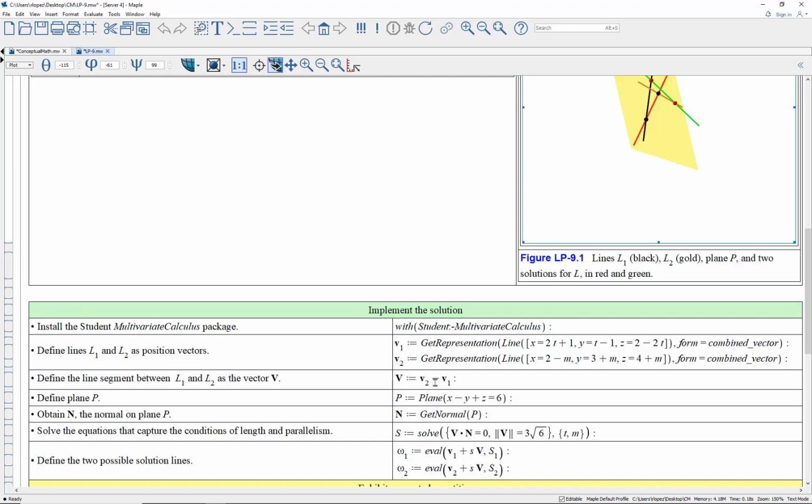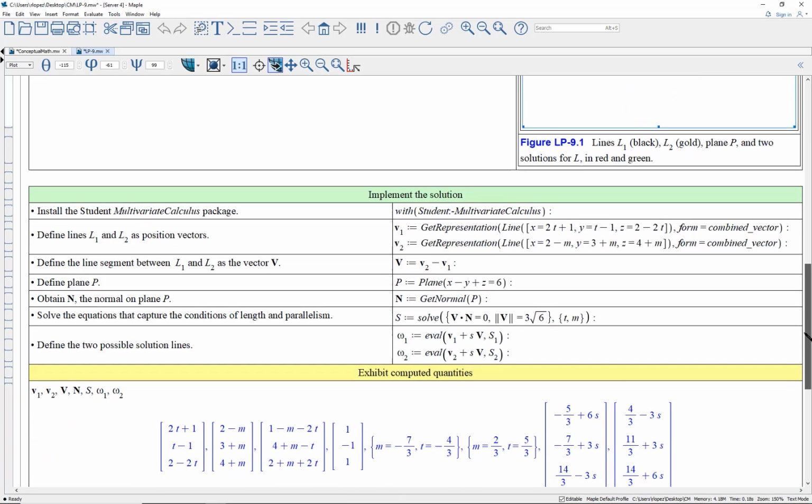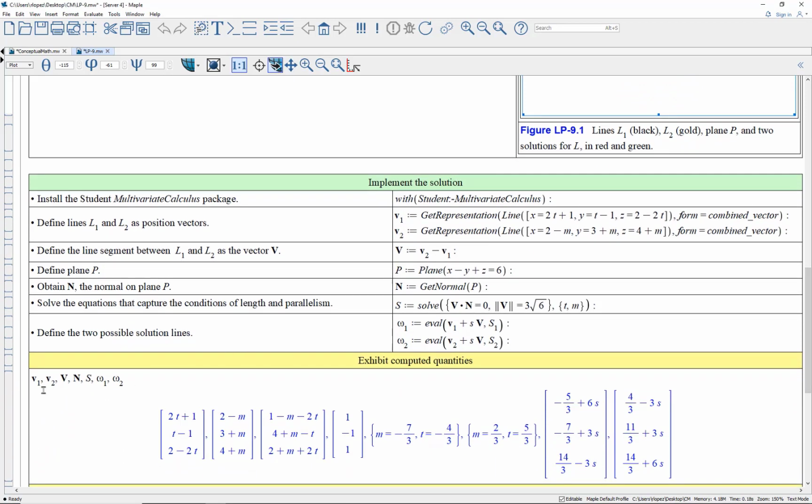Evaluate essentially this difference and this fixed point at one solution, this difference and this fixed point at the other solution. Now I have a lot of hidden quantities here, so let's expose some of them. The position vector representation of the two given lines, v1, v2, here they are. The difference, the vector v, the normal to the given plane. These are the two solutions in this sequence S. These are the two lines we are looking for given in radius vector or position vector format.